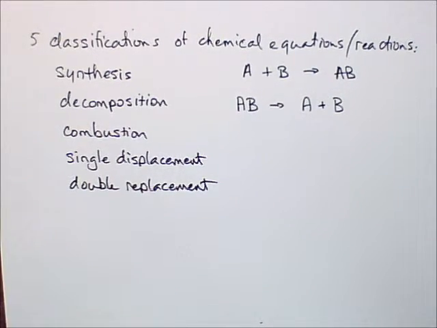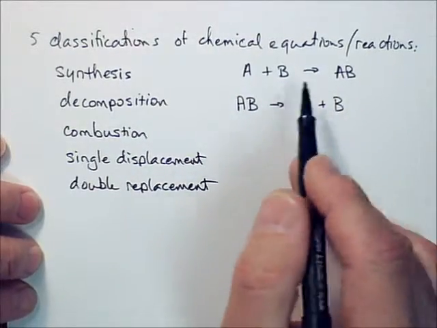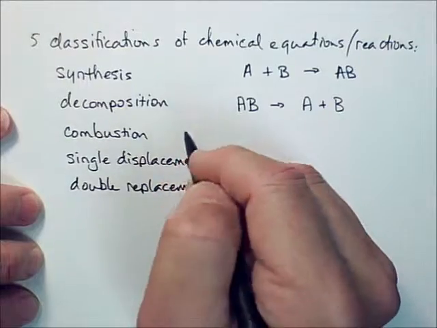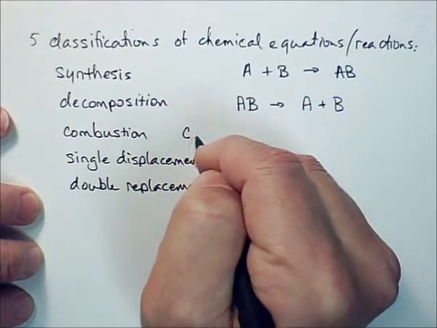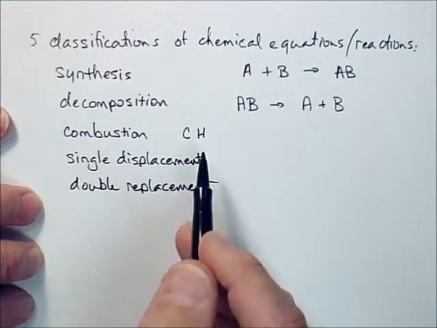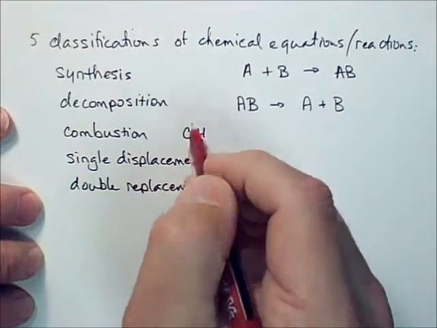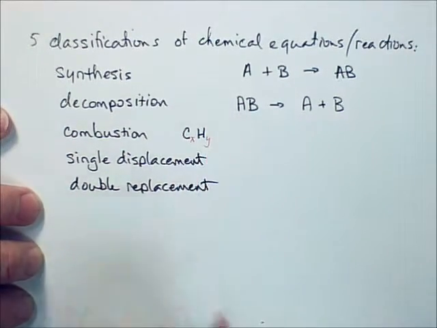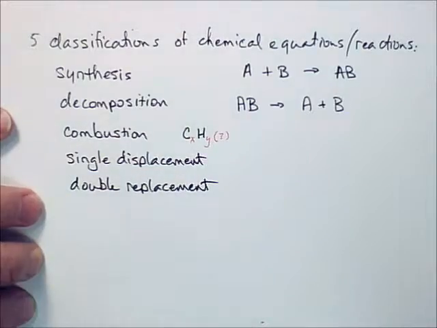Combustion's a little bit harder to write down as a simple sort of general equation like this, because with combustion you're going to have a hydrocarbon fuel, and that is some chemical with a carbon and hydrogen ratio of some kind. We don't know how many carbons or hydrogens, so we could write that as CX HY, and we don't know even its physical state, so we can put a question mark here. We don't know whether it's going to be solid, liquid, or gas.